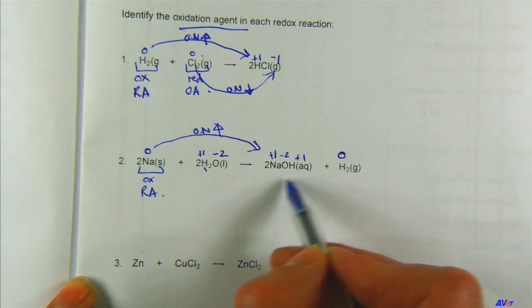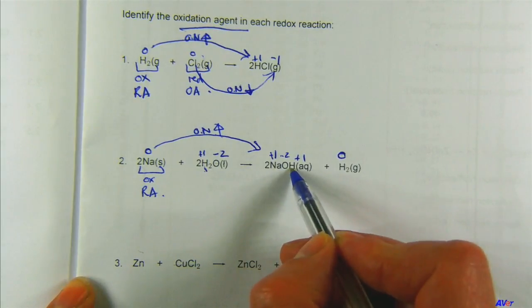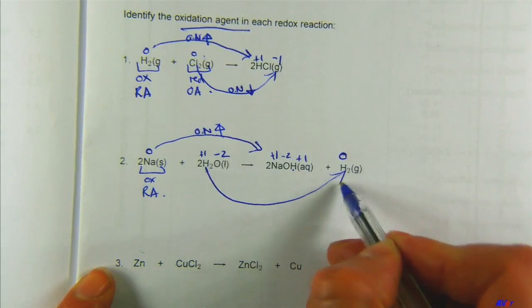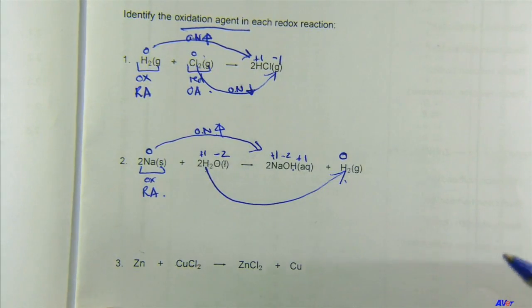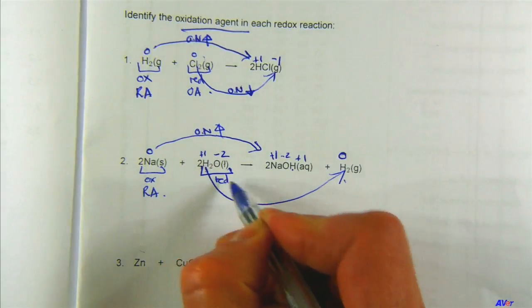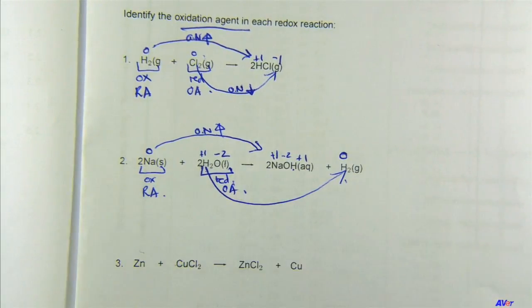Now, from there to there, it's +1 and +1. That's not changing, right? But from there to there, it is changing. What's happening to the oxidation number? It's decreasing. It's reducing. So the water reduces, and it is the oxidizing agent.